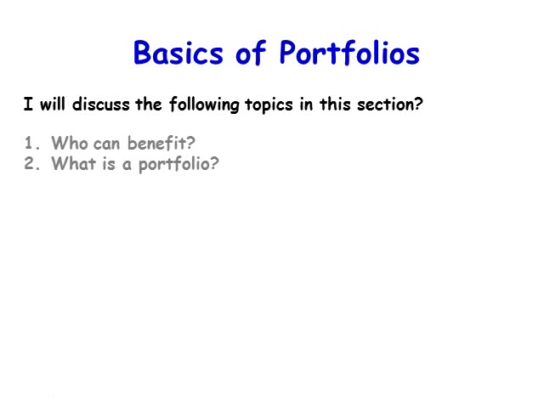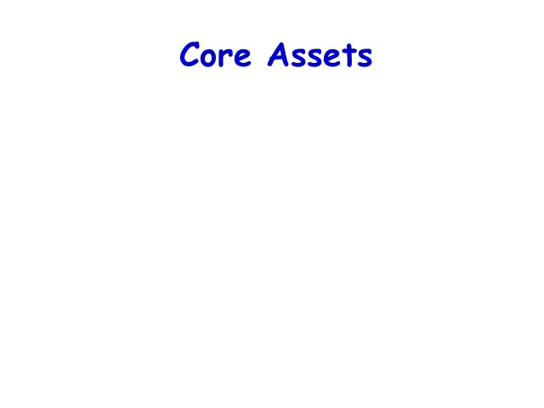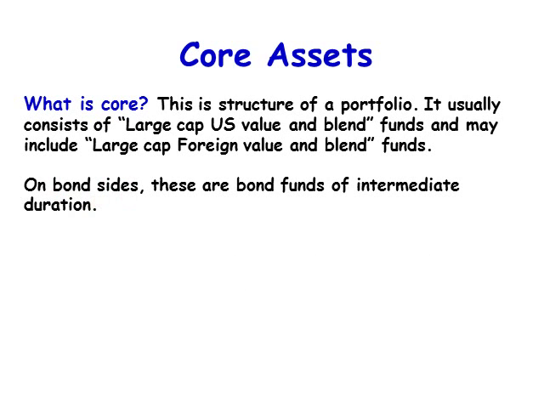In this section, we'll talk about what core and satellite assets in a portfolio are. What's a core asset? This is the structure of a portfolio. Core makes the structure of the portfolio. It usually consists of large cap US value and blend funds and may include large cap foreign value and blend funds also. On the bond side, these are bond funds of intermediate duration or total return type bond funds.